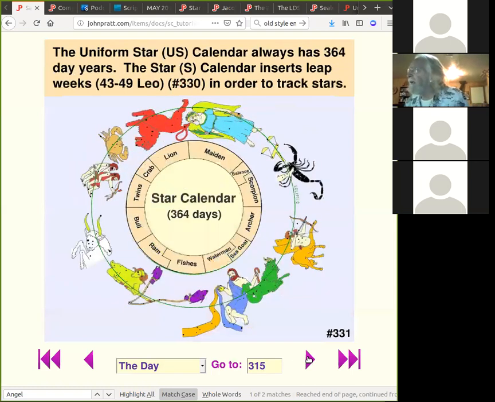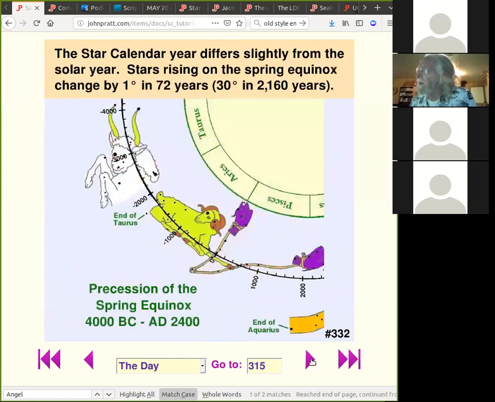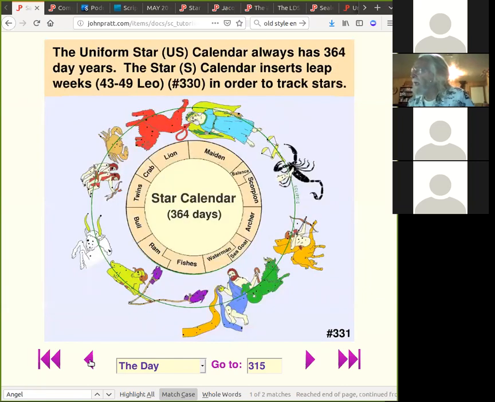Okay, I'm going to stop at a good stopping place. The uniform star calendar, you already know uniform calendars never have a leap year, so they always have 364 days. Whereas the star calendar does add, we talked about this, 7 extra days after Leo, and I've told you it's in the constellation of the Cup. Okay, you know that, let's stop there. We will start, this is on precession, and that's a new subject. So we'll start on 332 next time.